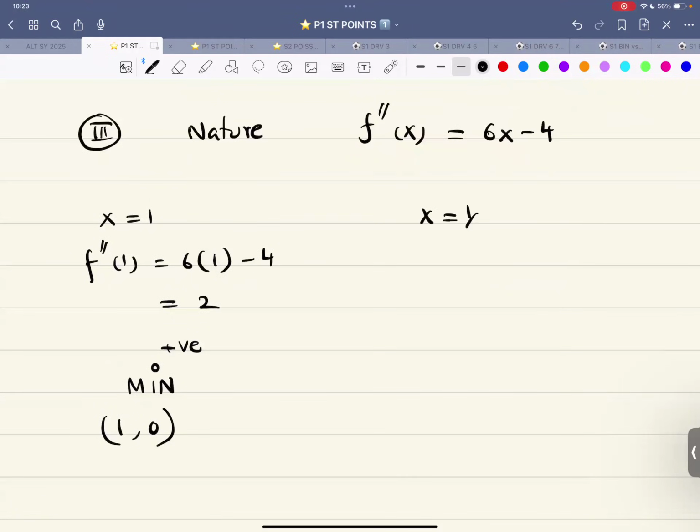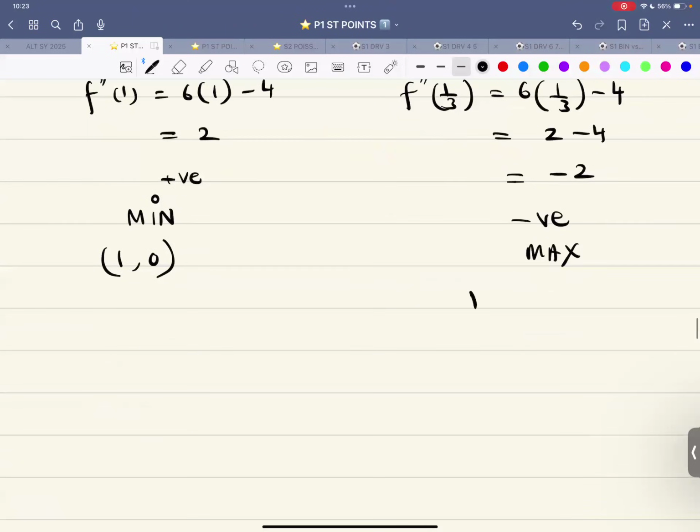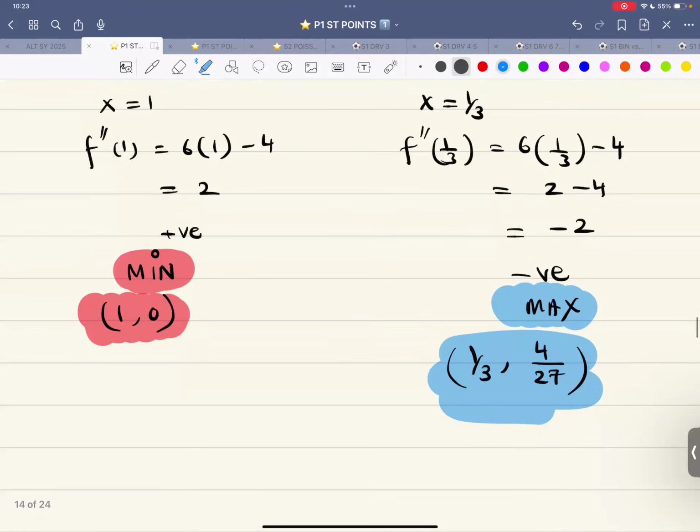When x is 1/3, f double prime of 1/3, that is 6 into 1/3 minus 4. This is 2 minus 4, which is negative 2. This is negative. Therefore, it's a maximum. So 1/3 comma 4 over 27, this is a maximum. So let me highlight this. This is the minimum point, and this is the maximum point right over here.